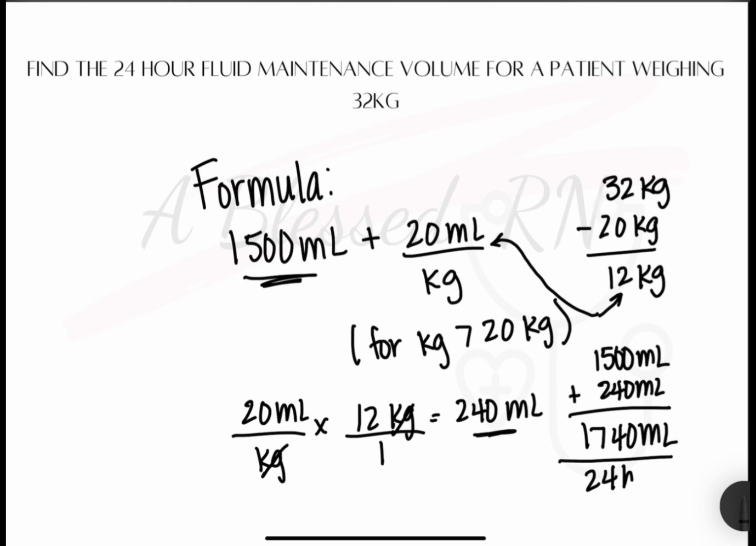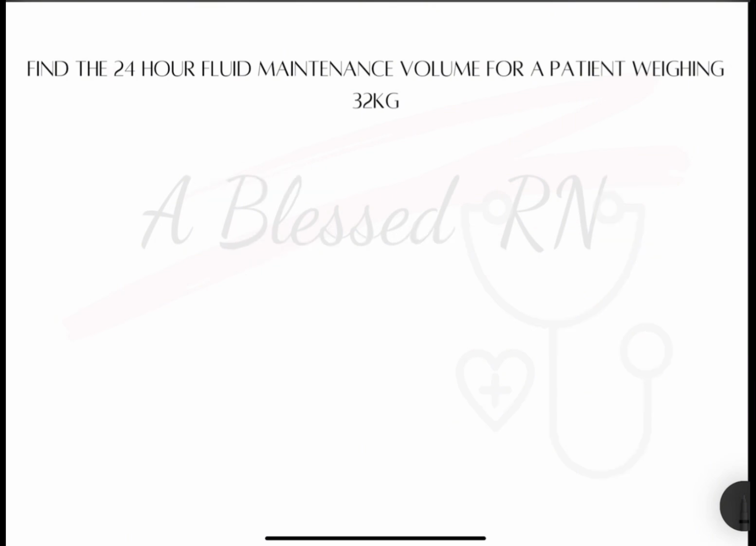Okay? So here's how we're going to break this down in an easier way. We're going to take the patient's weight and divide it into 3 parts. The first part is going to be 10 kgs. The second part is going to be 10 kgs. And then the third part is going to be the remaining amount. So you'll see this all adds up to 32 kilograms. So 10, 10, and 12.